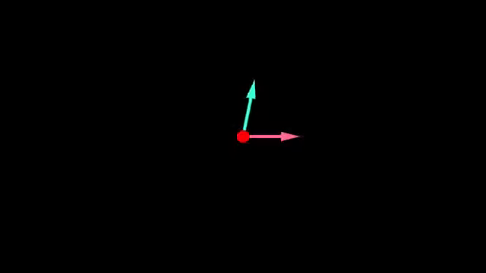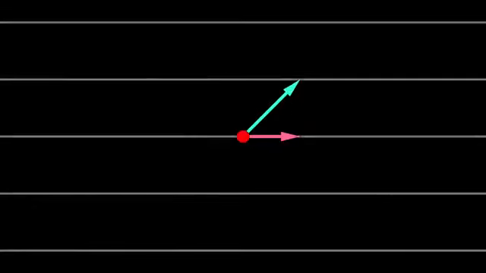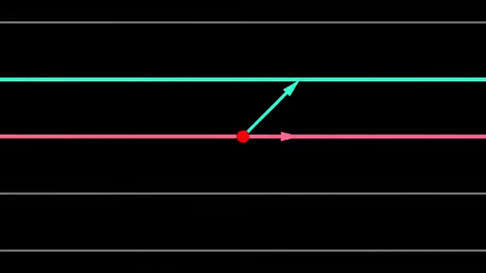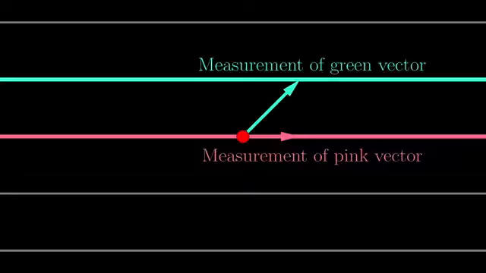Again, we do the right shear to the basis vectors, then use the 0, 1 covector to measure them. This time, their measurements are different. I use the bold pink line to indicate the measurement of the pink vector, and the bold green line to indicate the measurement of the green vector.